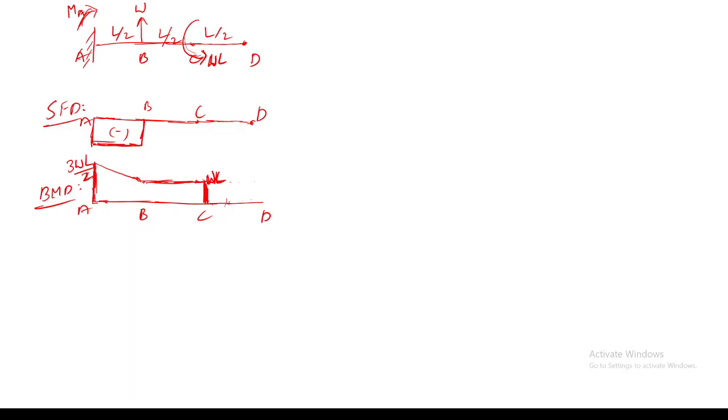If you have any doubts, like how you got this WL, you can ask me. Up to this it is clear, right? Why I've done this is because between C and D the bending moment is 0, between B and C you have a constant bending moment, and between A and B you have a linearly varying bending moment. So within this same beam we can actually get three types of deflection curvature.